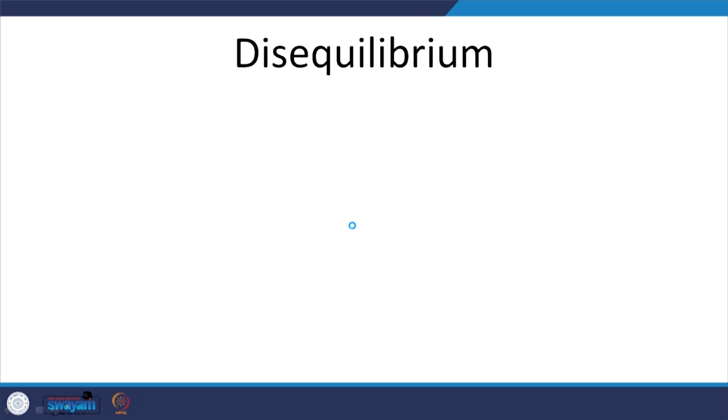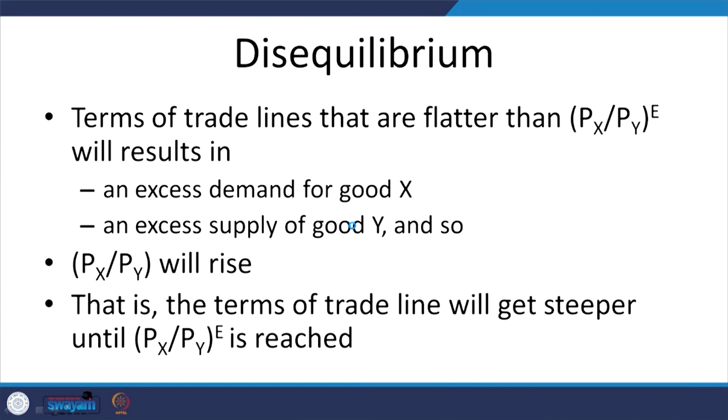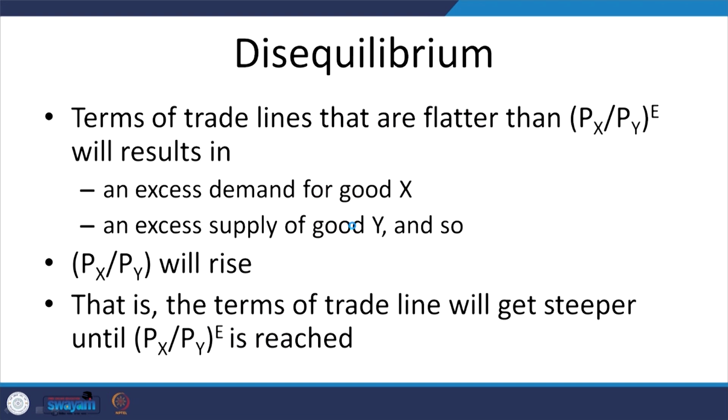So, now you can see this from the disequilibrium situation. We will move towards the equilibrium point, such that the terms of trade get equalized and reach a better point, and accordingly the prices change. In the reverse case, the terms of trade will get steeper. In the earlier case, we said the terms of trade get flatter; now we are saying it gets steeper and reaches the equilibrium point. Accordingly, the equilibrium is reached.